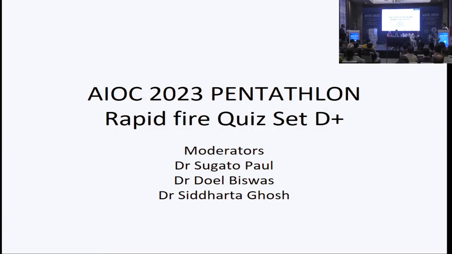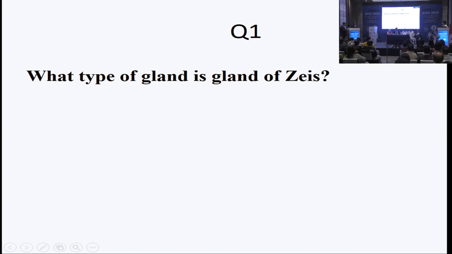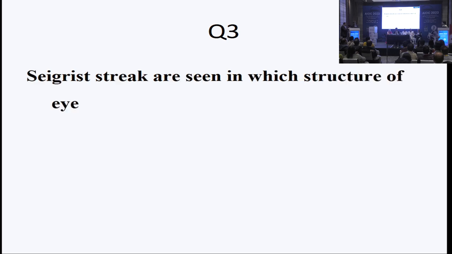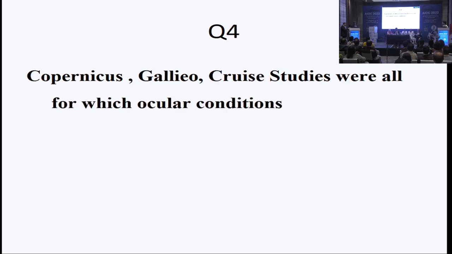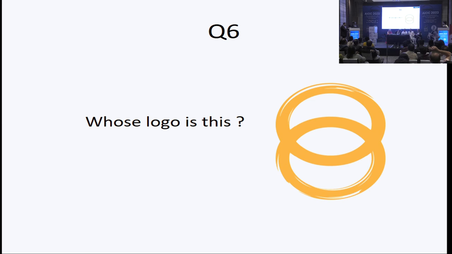So, your time starts now. What type of gland is gland of Zeis? Sweat gland. Magnification of 20D lens? 3x. Siegrist streaks are seen in which structure of the eye? Pass. Copernicus, Galileo and Crew studies are for which ocular condition? AMD. Miyata grading system is used for? Pass. Whose logo is this?